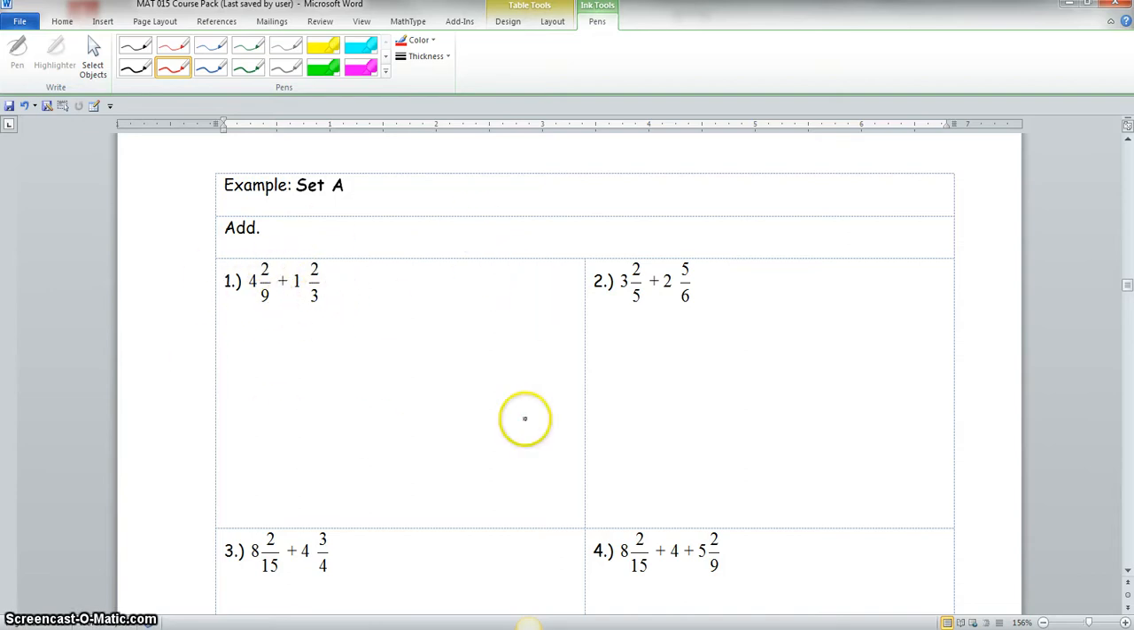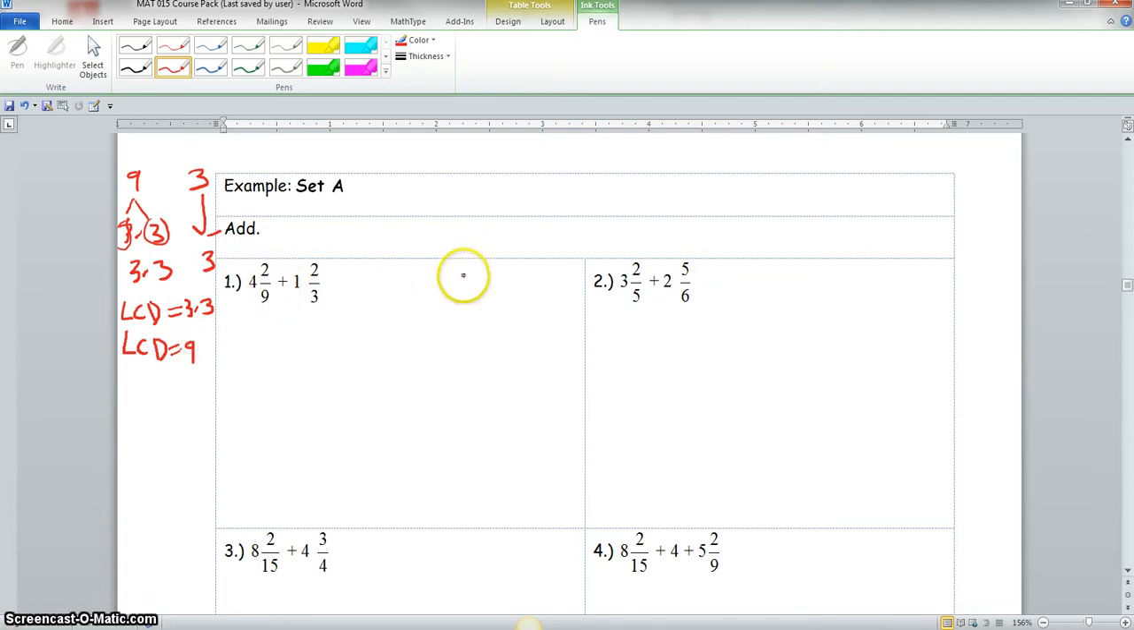With adding mixed numbers, let's do the fractions first. The common denominator of 9 and 3: we could do the prime factorization of 9 and 3. 9 breaks down to 3 times 3. And we know 9's prime factorization is 3 and 3. And 3's prime factorization is 3. Our LCD is just these two 3's, 3 times 3. So our LCD is 9.